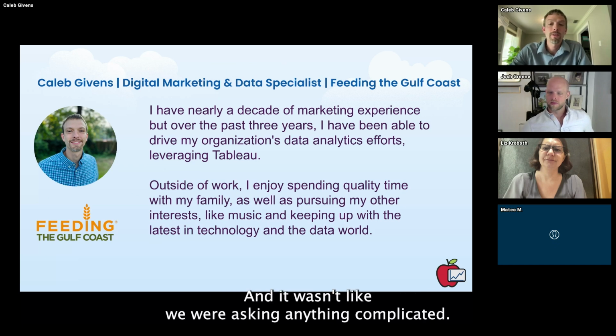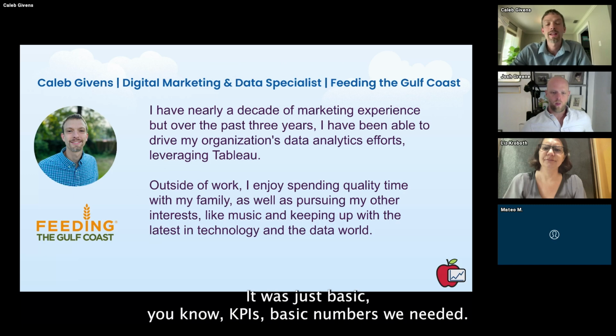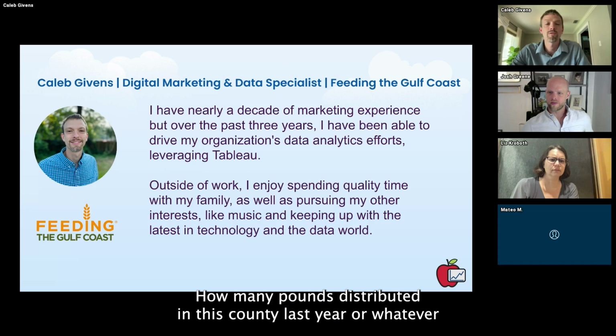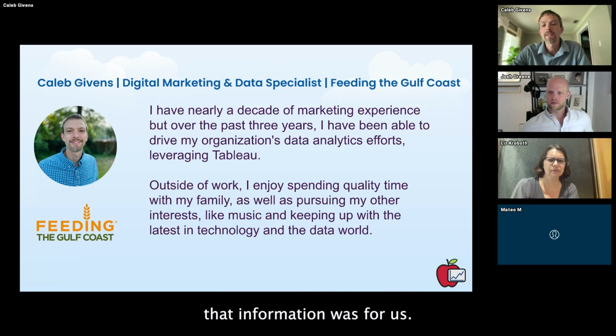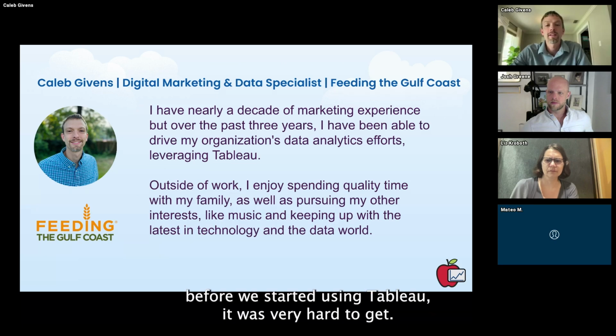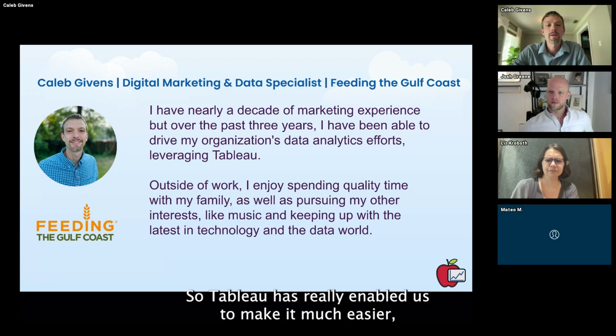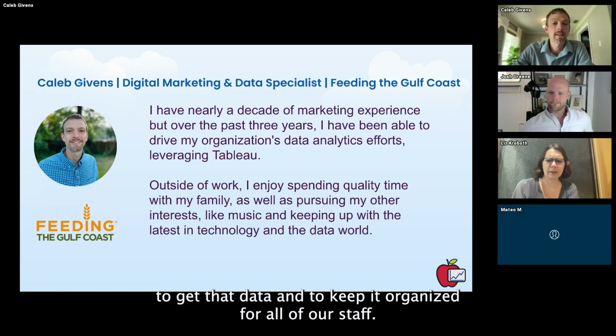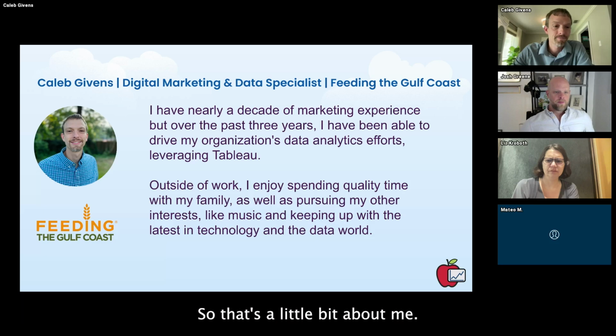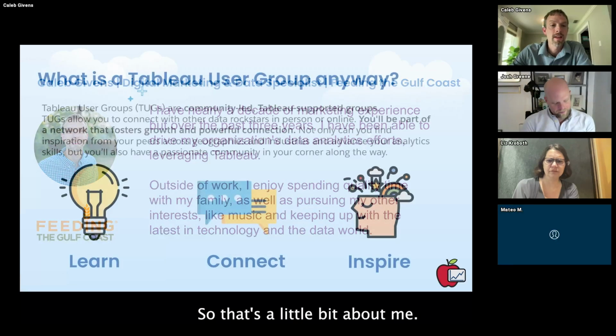And it wasn't like we were asking anything complicated. It was just basic KPIs, basic numbers we needed. How many pounds distributed in this county last year or whatever. That information, before we started using Tableau, was very hard to get. So Tableau has really enabled us to make it much easier to get that data and to keep it organized for all of our staff. So that's a little bit about me.